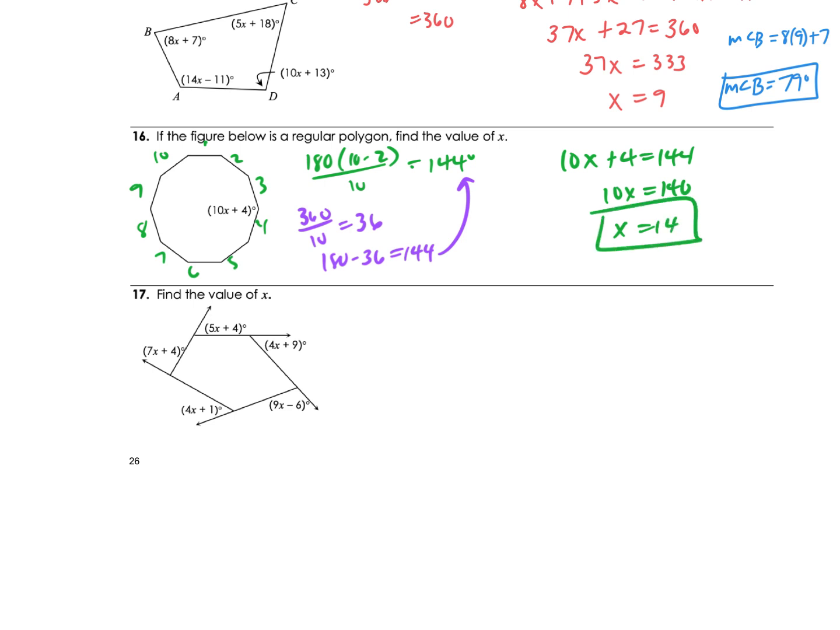Questions on that? Nope, that one's okay? All right, so what do you think we need to do in number 17? They add up and equal 360. Doesn't matter how many sides there are.